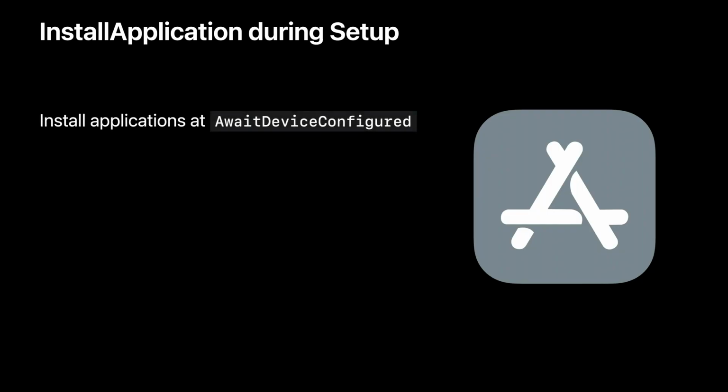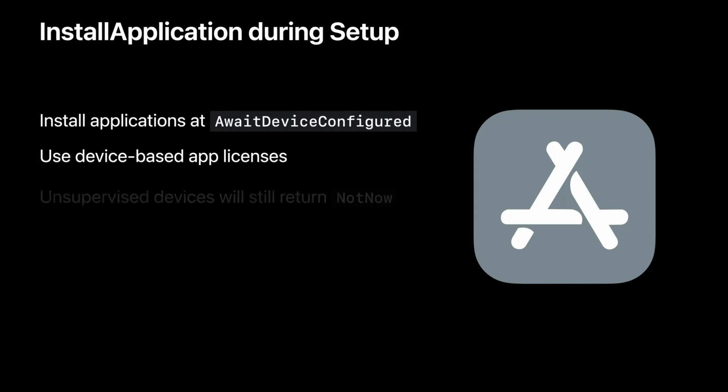Next, starting in iOS and iPadOS 16, you'll now be able to install applications during the await device configured state during automated device enrollment. A few things to keep in mind. It is very likely at this stage, no user will be signed into the App Store, so we recommend using device-based app licenses. Unsupervised devices in setup will still return a not now until they reach the home screen. With this feature, you can now ensure a device has everything a user needs to get started before exiting Setup Assistant.